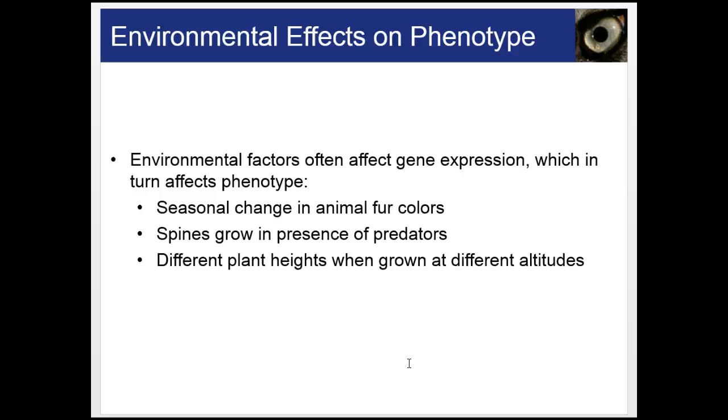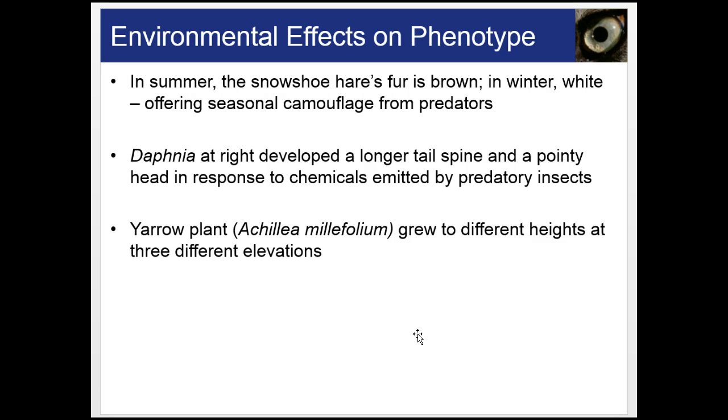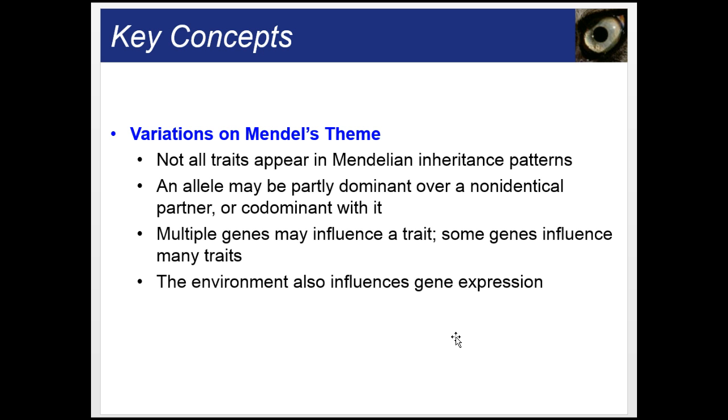Here's some examples. Seasonal change in animal fur color. Spines grow in the presence of predators. And different plant heights when grown at different altitudes. In the summer, the snowshoe hare's fur is brown. In the winter, it's white. In Daphnia, those are little crustaceans, they can develop a tail spine and a pointy head in response to chemicals emitted by predatory insects. That's interesting. And the yarrow plant grew to different heights at three different elevations.